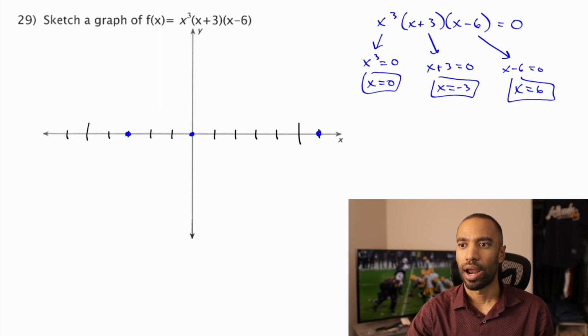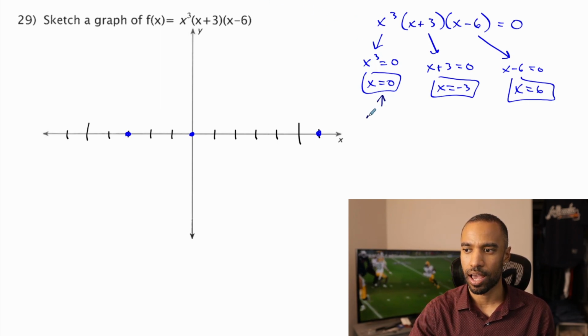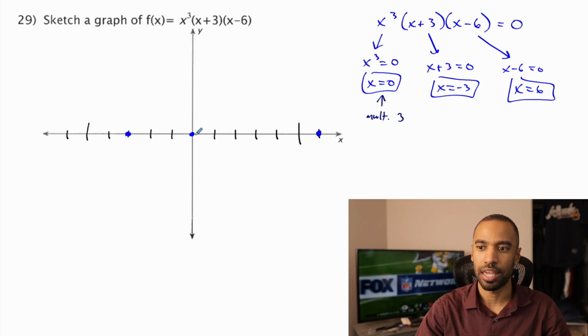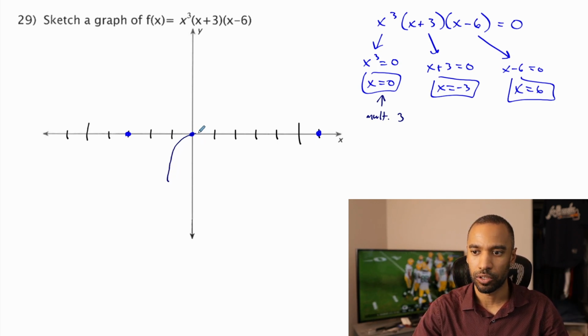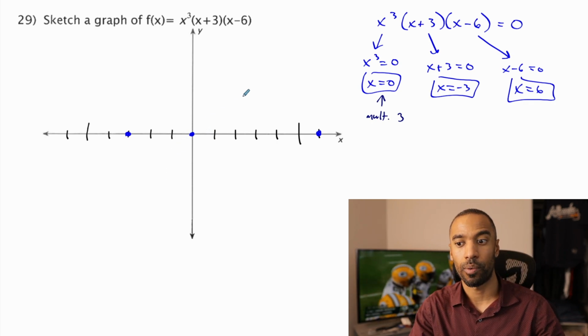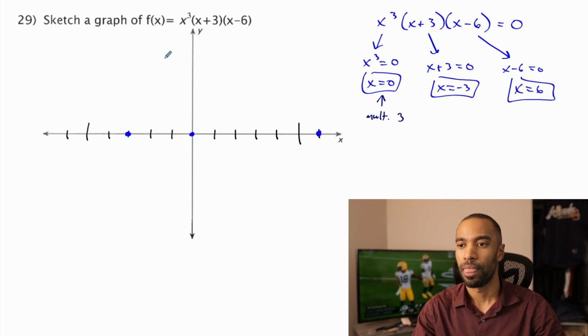Number one, where x equals 0, you can tell that this said x cubed. That means that x equals 0 has what's called a multiplicity of 3. Multiplicity of 3 means that when it crosses through here, it'll behave very cubically. We just did cubic graphs, and this is what they did when they go through. It'll still go through, but it'll have that curvy behavior to it.